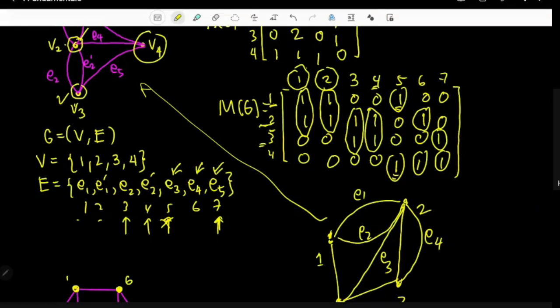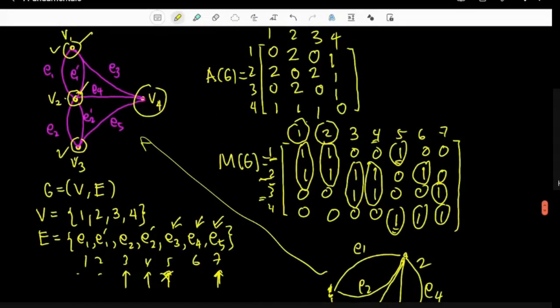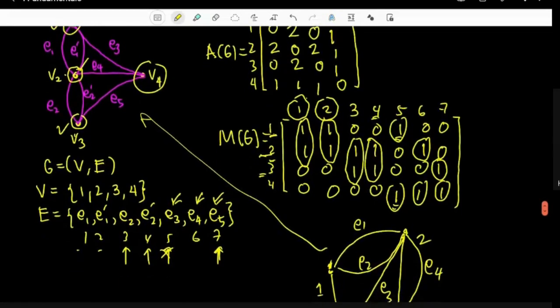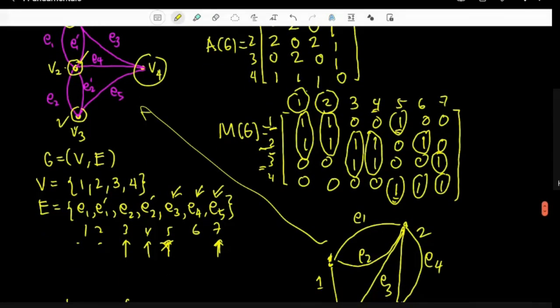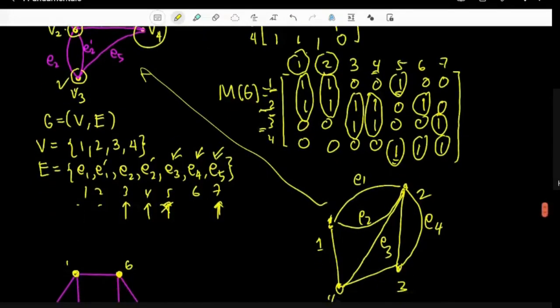Using the incidence matrix. So again, in reality, adjacency matrix and incidence matrix are two different matrix representations of the graph. From the graph, you should be able to construct the adjacency and the incidence matrix, and vice versa. From the adjacency and the incidence matrix, you should be able to construct the graph. Okay. Question.